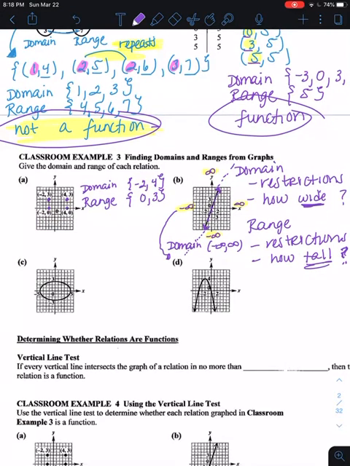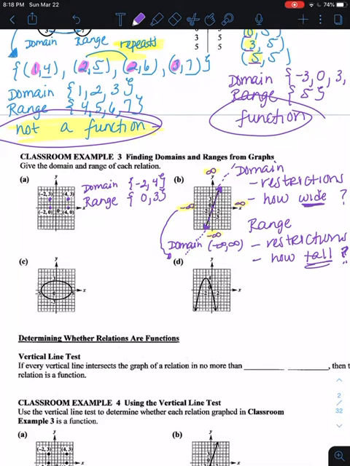The same thing goes for range. How tall is this graph? This arrow points up. Well, what's up there? All the way up there is positive infinity. You're looking at y values. Down here, if I keep going all the way down, whatever down there is, that's going to be negative infinity. So my range is also negative infinity to positive infinity. So a graph that looks like that keeps going on both sides, would be negative infinity to positive infinity. That's the domain or range of that particular graph.